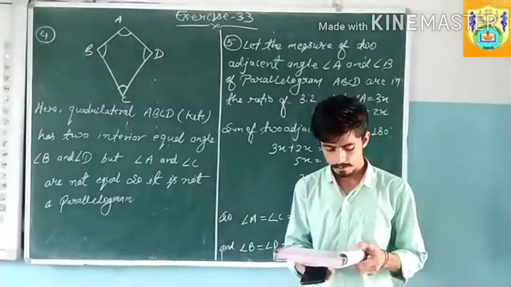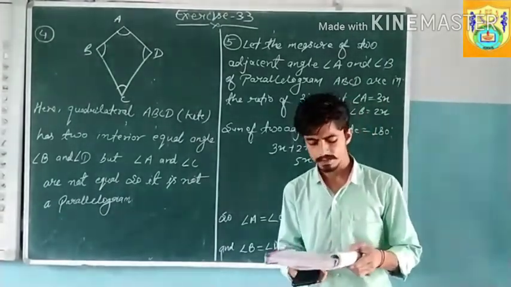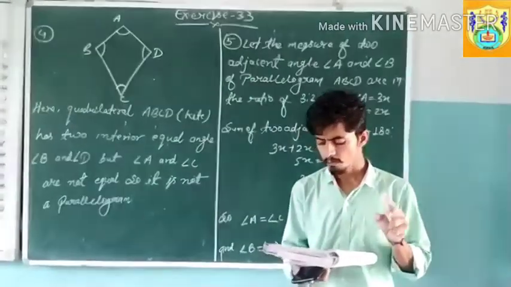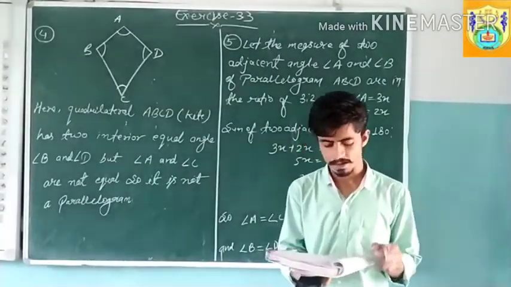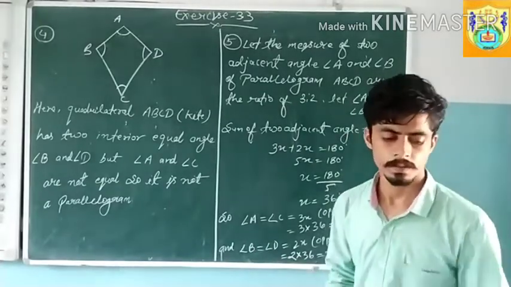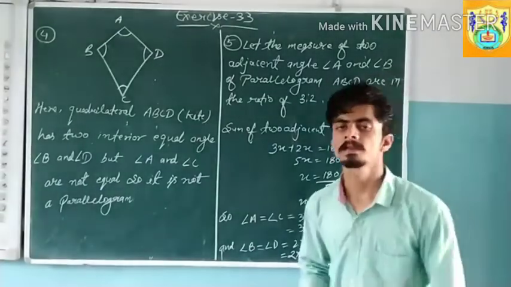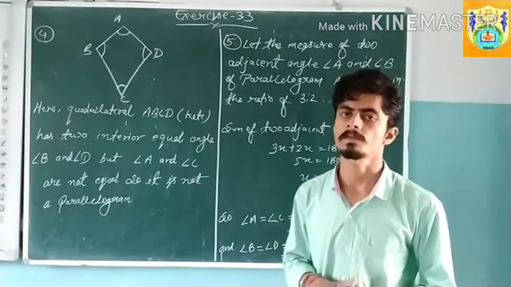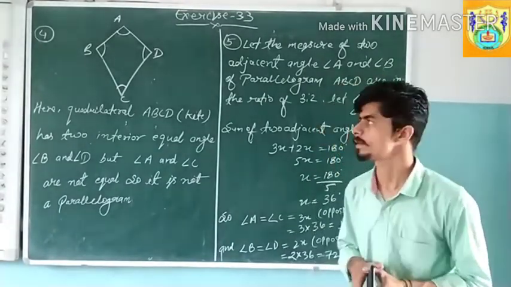Question number 5. The measures of two adjacent angles of a parallelogram are in the ratio of 3:2. Find the measure of each of the angles of the parallelogram. So in this question, there is a parallelogram where the angles are in the ratio of 3:2, and we have to find the measurement of all the angles of that particular parallelogram.